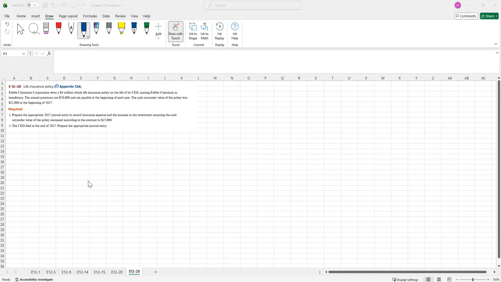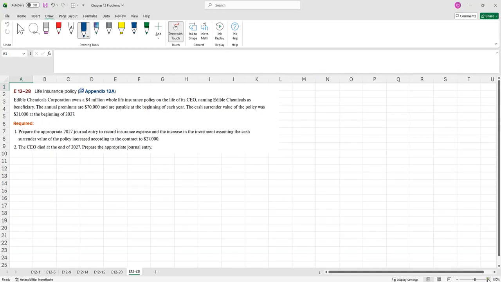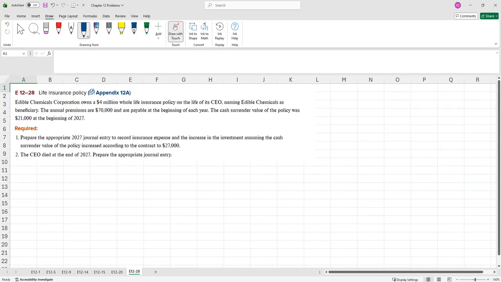All right, one more to go. Looks like we have a corporation. They own a $4 million life insurance policy on its CEO. The annual premium is $70,000. The cash surrender value at the beginning of the year was $21,000. Can you prepare the journal entry, assuming that the cash surrender value increased to 27?